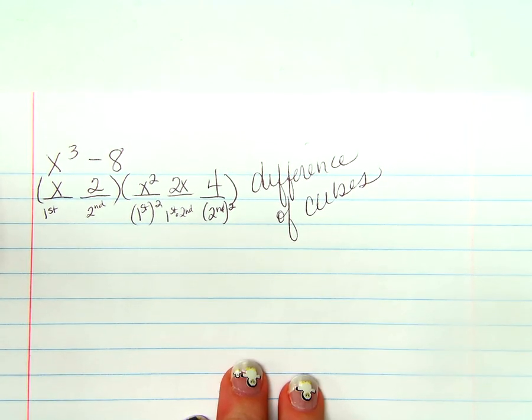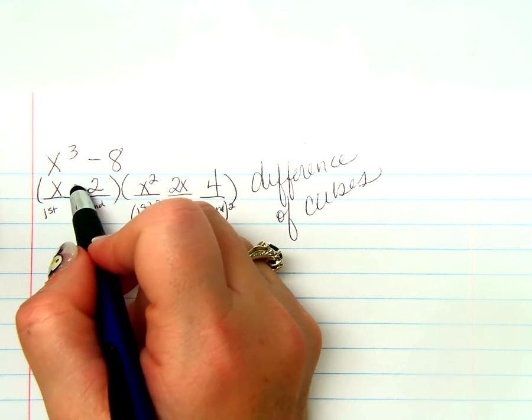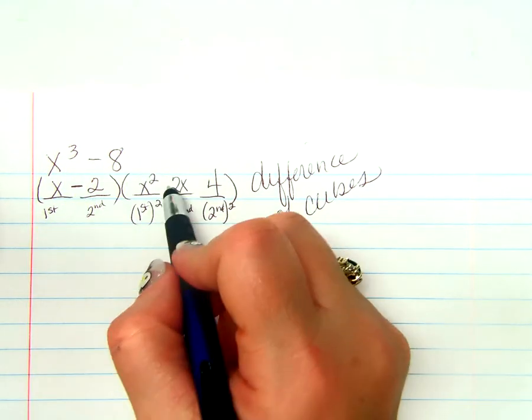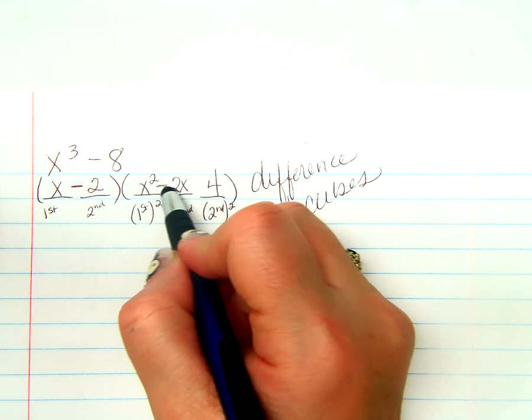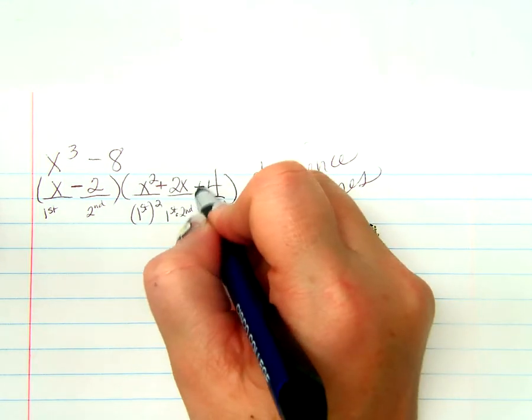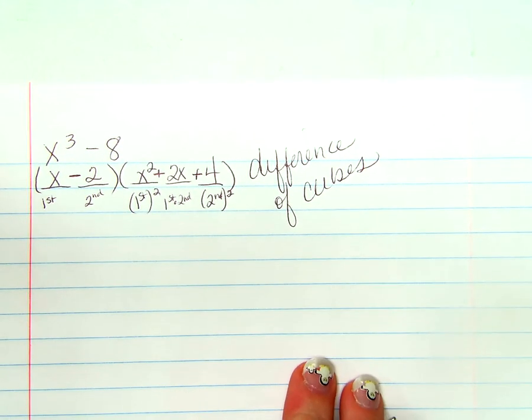The signs. Okay? What sign was in the problem? So that's going to go here. The next sign is going to be opposite of that. And the last sign, always plus. Now, you guys in math know how I feel about saying always or never, right?